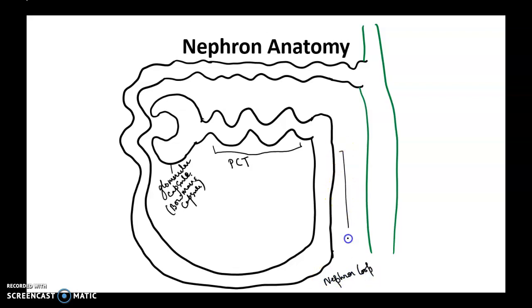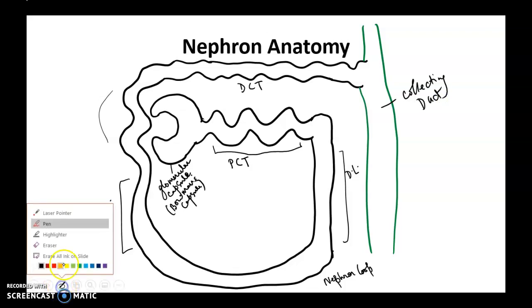This is the descending limb. This would be the ascending limb. And then this big squiggly line, this is the distal convoluted tubule leading to the green tube, which is called the collecting duct. We get this, Rupa? Awesome, awesome.